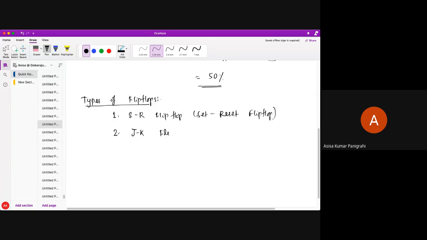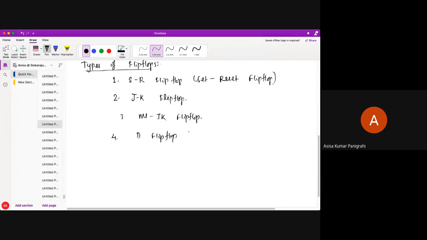JK flip-flop. Next, MSJK flip-flop. Next, D flip-flop. D flip-flop is also called delay flip-flop. Next, T flip-flop. T flip-flop is also called toggle flip-flop. Next, user defined flip-flop.